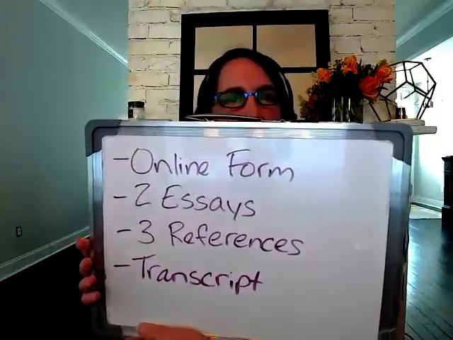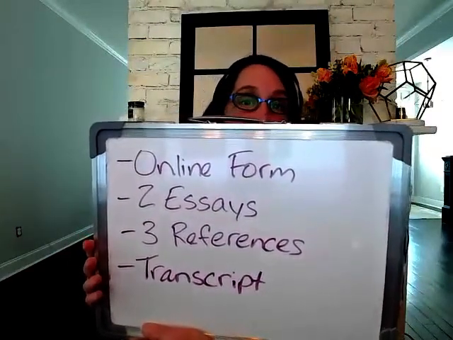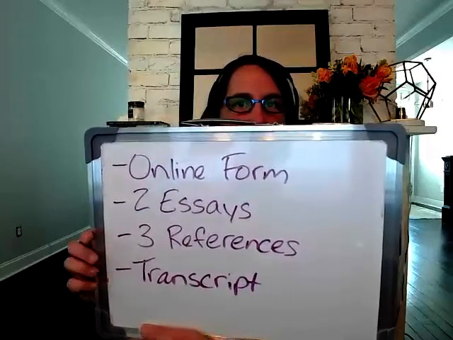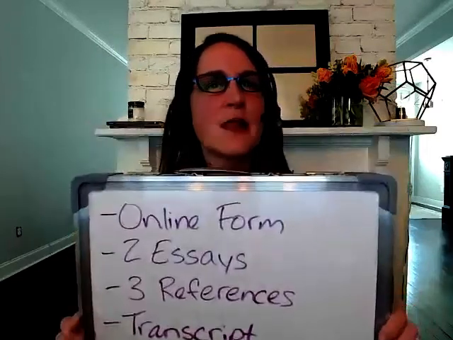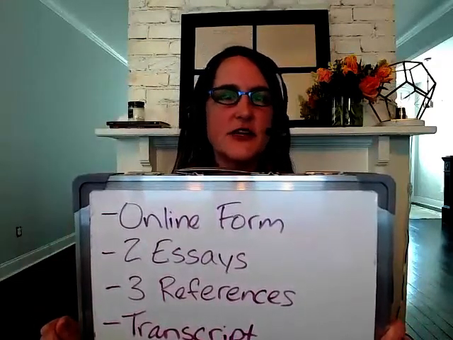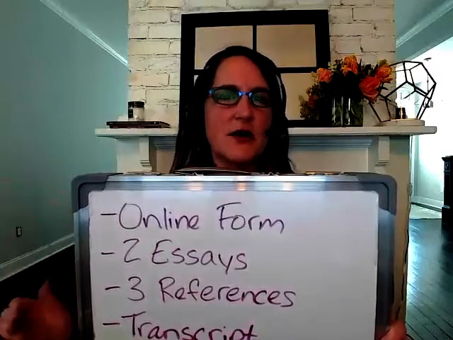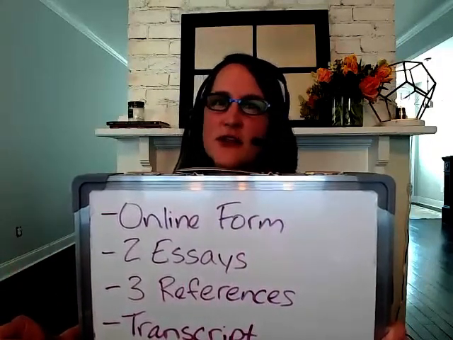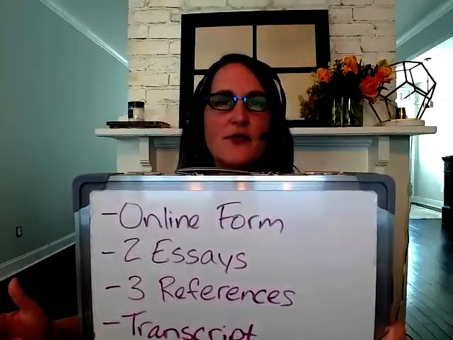Regardless of the kind of grant that you're applying for, all Fulbrights will have an online form, 2 essays, 3 references, and a transcript. The online form is done through a program called Slate, and it's essentially you putting your resume into all the little boxes that Fulbright asks you to put it into. Next, and this is where you're going to spend the bulk of your time for Fulbright, there are 2 essays.